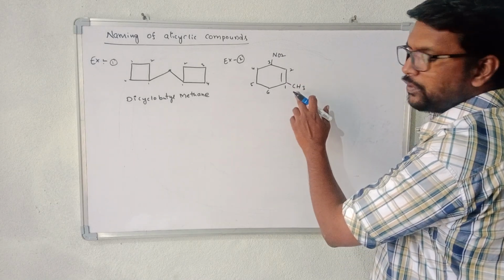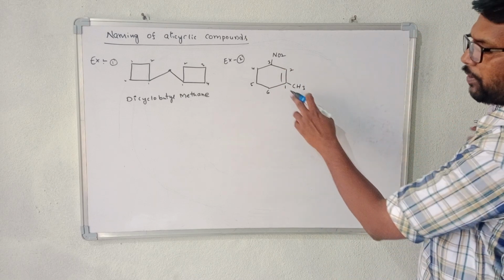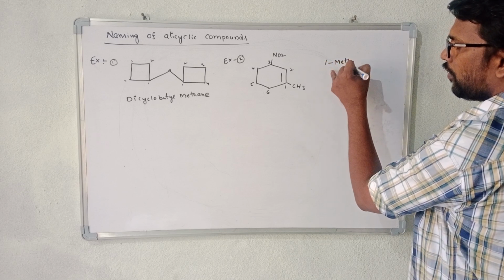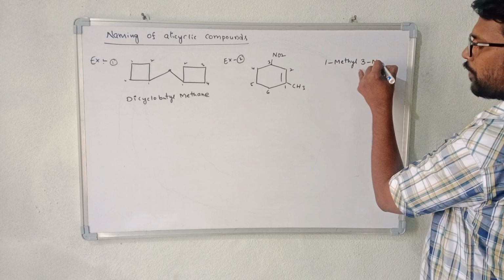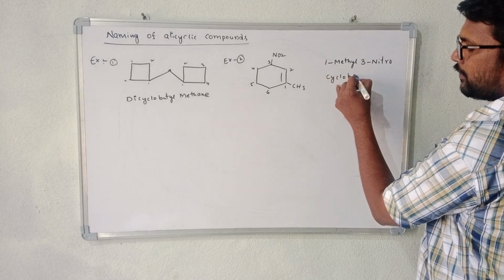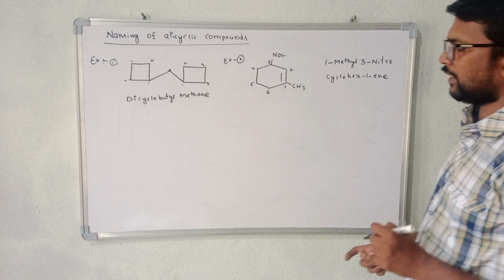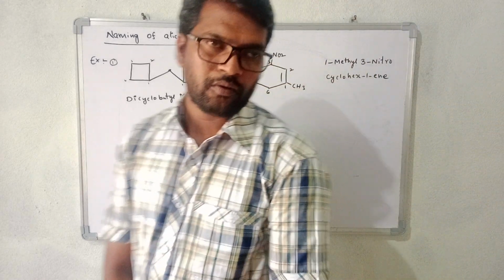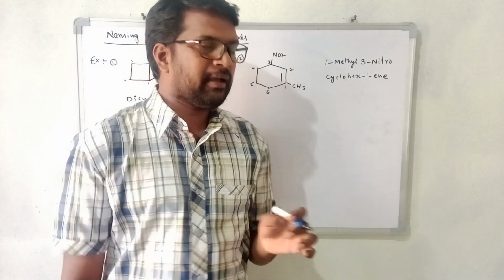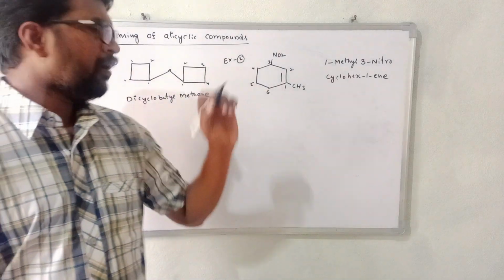If you write its name, the substituents methyl and nitro are written according to alphabetical order. At the first place the methyl group is present, so 1-methyl. Next, at the third place the nitro group is present, 3-nitro. Total 6 carbons, cyclohex, and at the first place the double bond is present, so it is 1-methyl-3-nitrocyclohex-1-ene. So we can apply this whenever within the cyclic ring a multiple bond and substituent both are present. In that condition, priority is given to the multiple bond.